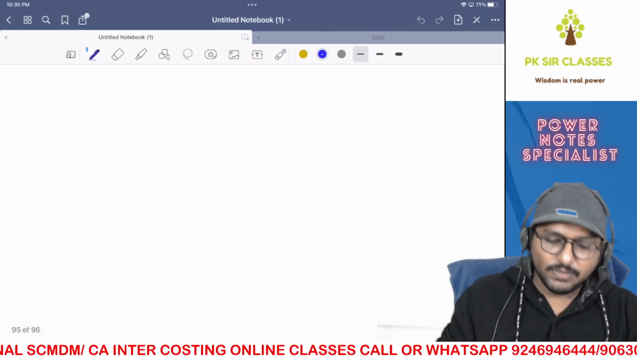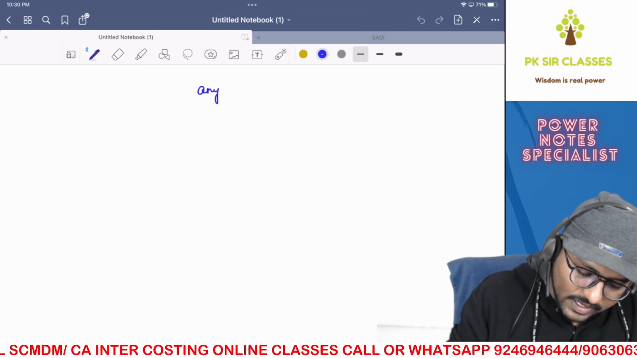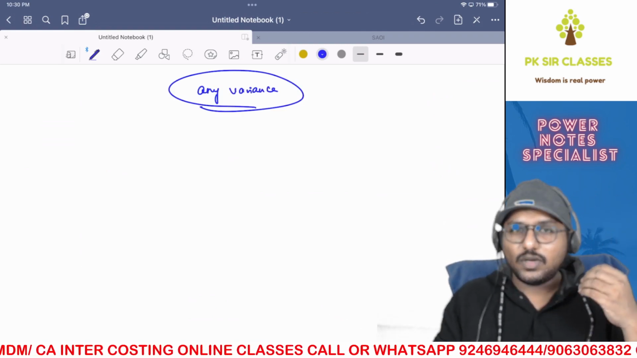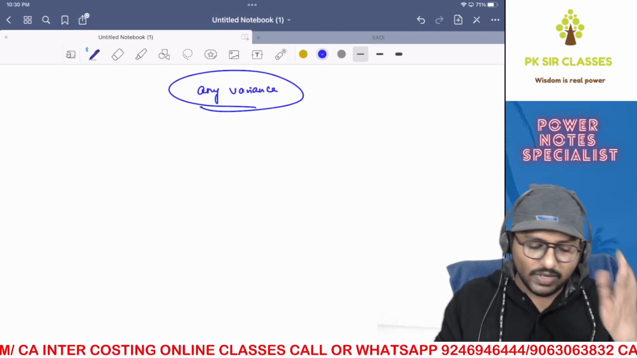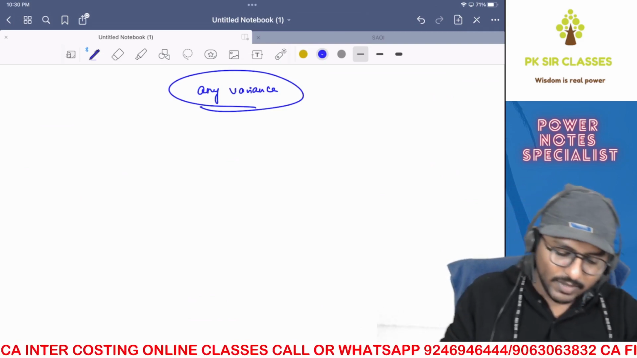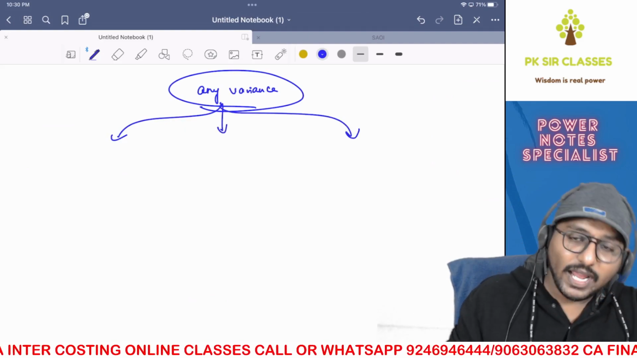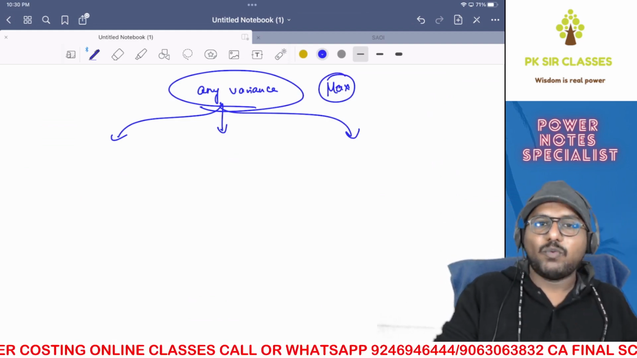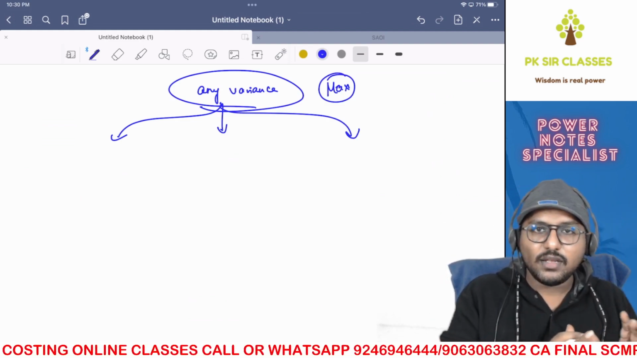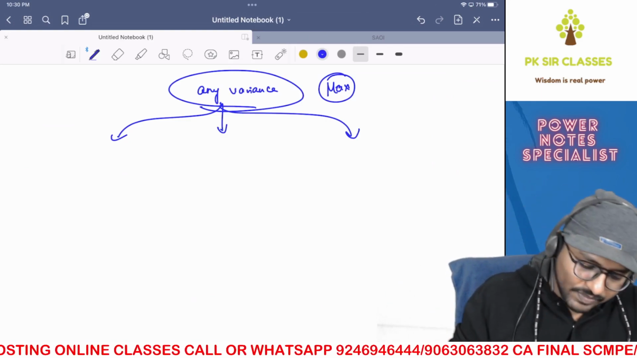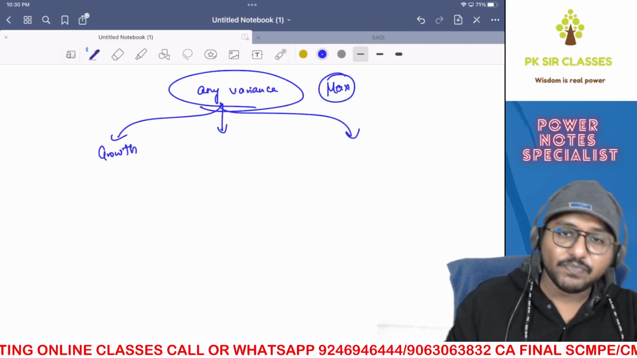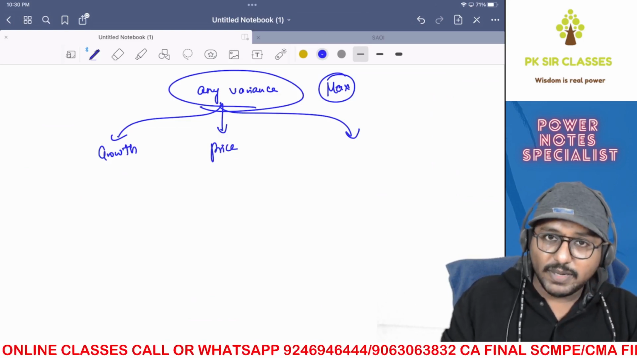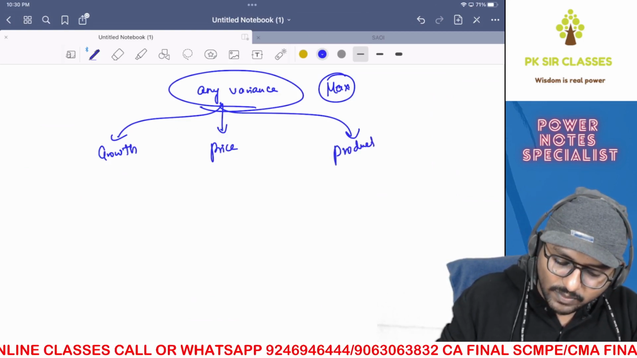See, the concept is pretty simple. Listen carefully. Any variance, you take any variance, whether it is material variance or labor or sales or whatever it is, any expenditure item or any income item, maximum it will have three angles. Maximum. The word that I've used is maximum, which means it can be two, it can be one as well. So there are only three possibilities. Either it will have one angle or two angles or max three. They are growth perspective, price perspective, and productivity perspective.